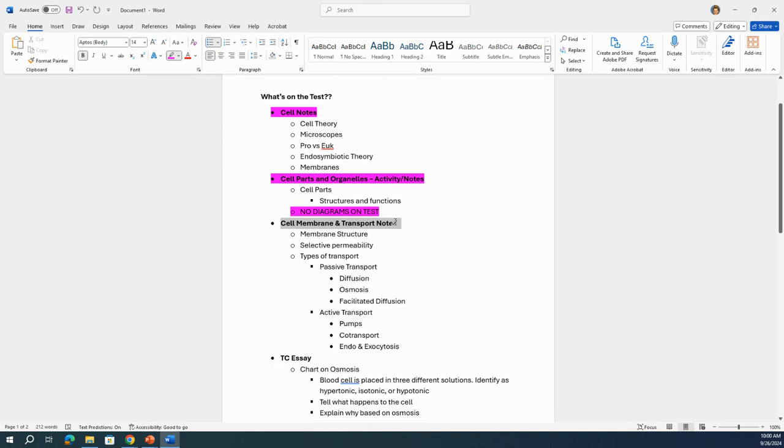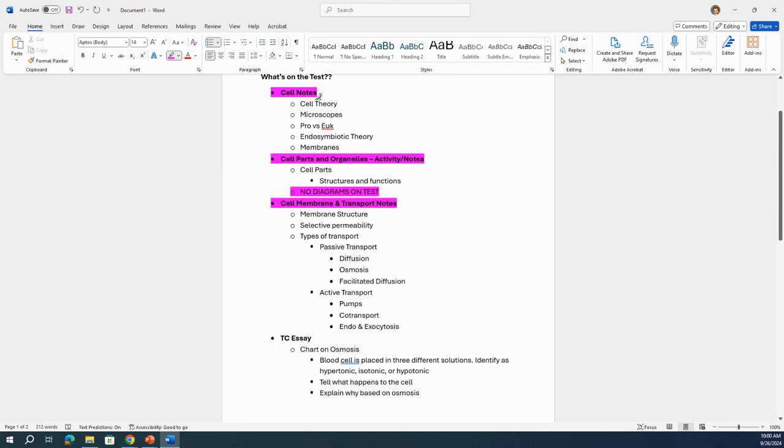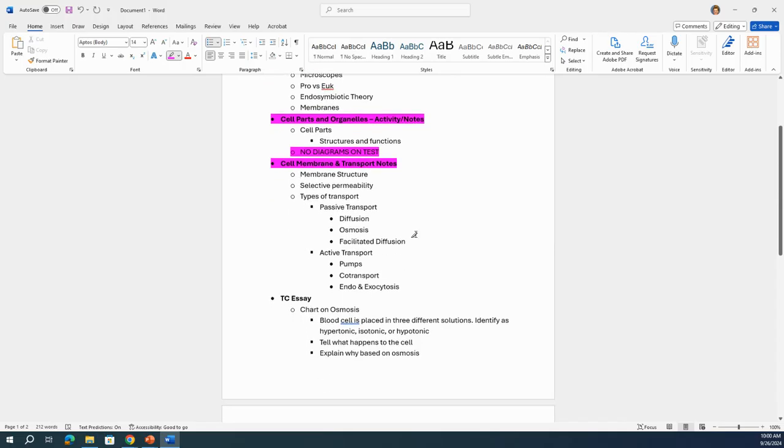And then the third set of notes was the cell membrane and transport. We had a quiz over the cell notes and the cell parts. We did not have a quiz over the cell membrane and transport because instead you had a lab. In the cell membrane and transport notes, we talked about membrane structure, we talked about how the membrane is selectively permeable, and we talked about different types of transport, primarily passive transport, and those include diffusion, osmosis, and facilitated diffusion, so you need to know what each of those are.